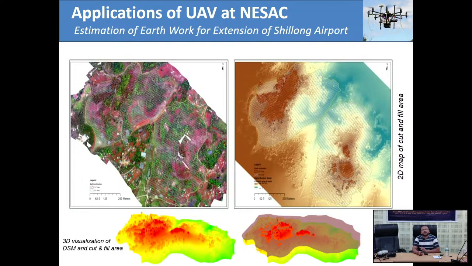So next is the estimation of earthwork for the extension of Shillong Airport. There were some plans to extend the runway area of the airport and some hillocks are coming in between. For proper takeoff and landing of flights, they need to cut some hillocks and fill some areas. So that analysis we did using drones.